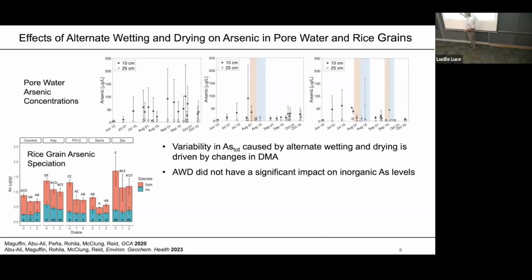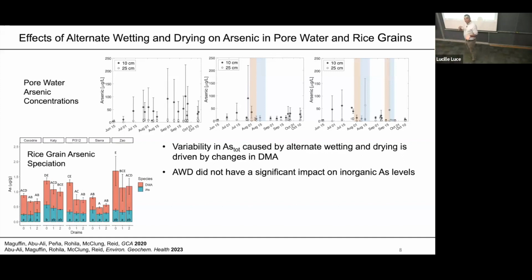And so the red here shows the DMA, that methylated arsenic concentration, and the teal color here shows the inorganic arsenic concentration. And so what we see is that, and this is the 0 drains, continuously saturated, 1 drain, 2 drains. So the drains are effective at decreasing the total arsenic concentrations in some cases. Okay, so that's good news. But the less good news is that they're only effective at really changing the methylated arsenic concentrations, while the inorganic arsenic concentrations are fairly stable, okay, across all of these different drainage treatments and even across the different cultivars, which is interesting.